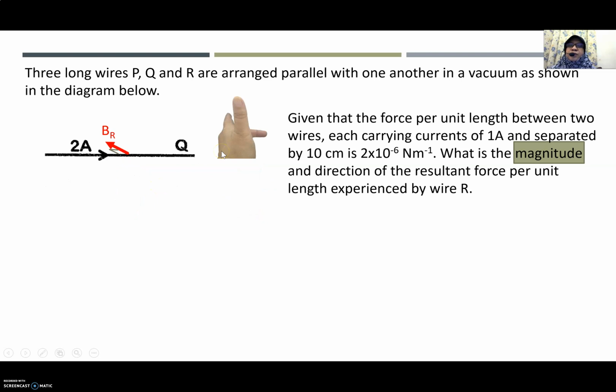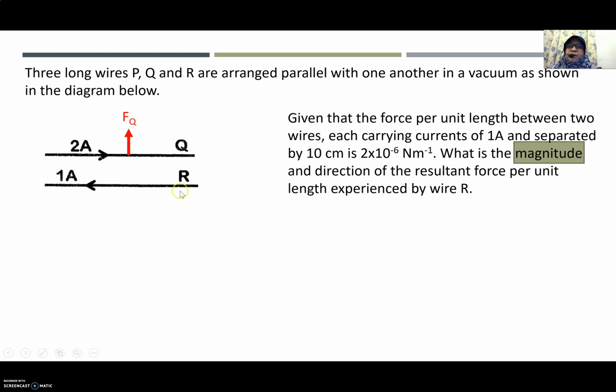Okay, next we use Fleming's left-hand rule to determine direction of force. So start with the BR. BR is into the screen, so the pointer finger shows the direction of the magnetic field by R. Next, direction of current is to the right, and therefore the force direction is upward. This is force on wire Q, so we name it as FQ. Okay, done for wire Q.